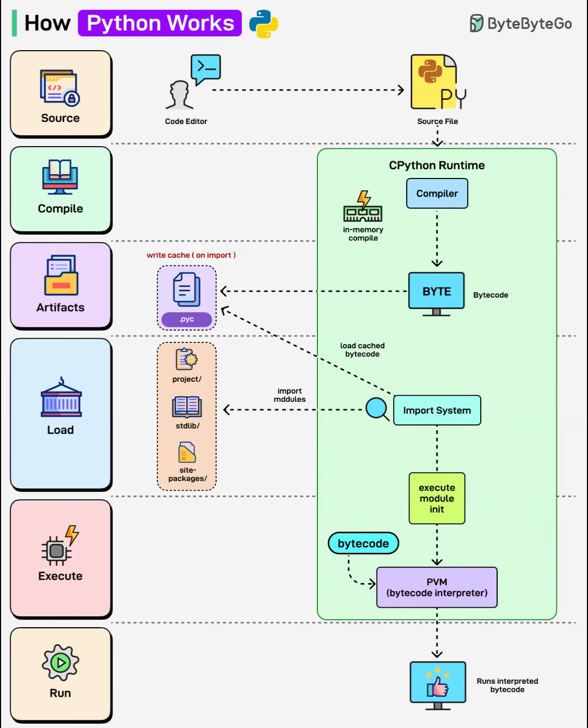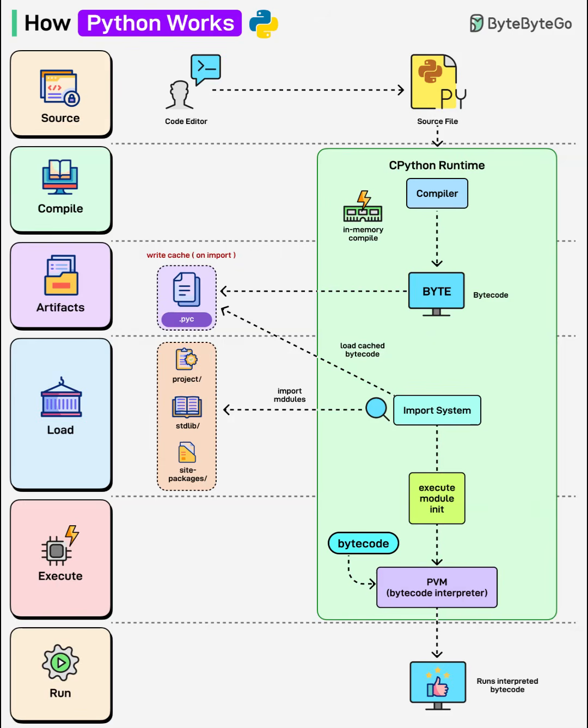Artifacts, the PYC cache. To speed up subsequent runs, CPython writes the compiled bytecode to .pyc files, usually inside the __pycache__ directory next to the module. On the next import, if the timestamps and flags match, Python skips recompiling and loads the cached bytecode directly. This is why a big project often feels faster after the first cold import. Bytecode cache turns recompilation into a quick file read.